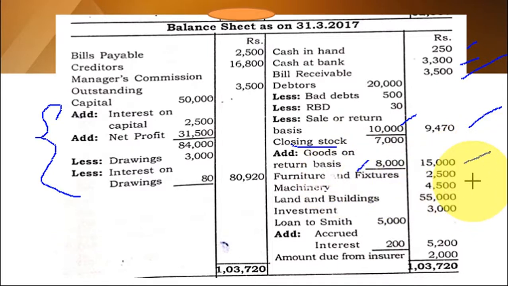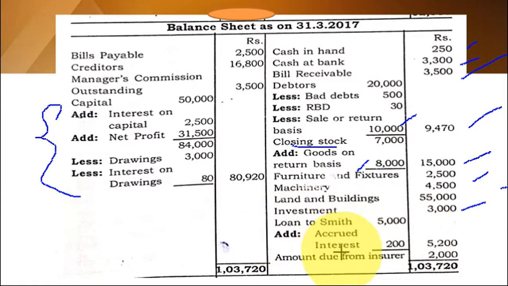Furniture. Then machinery, land and buildings, investment. We are writing as it is. So loan. Why do we write the loan on the asset side? Because we are giving a loan to Smith. It is an asset because Smith will give us interest every year. So this is like an investment only. So we are giving a loan to Smith, so it is an asset, 5,000.